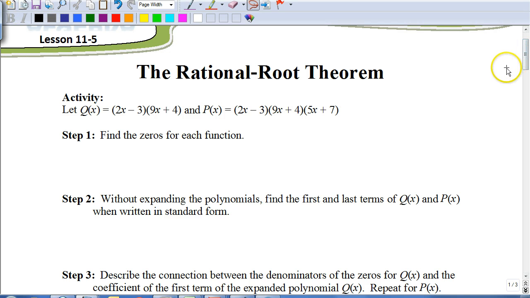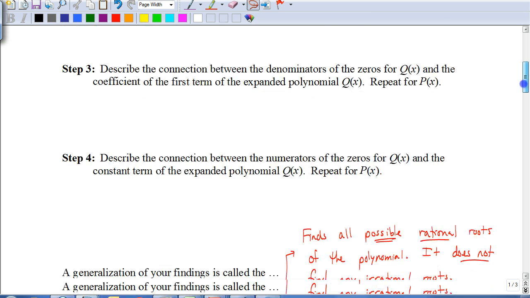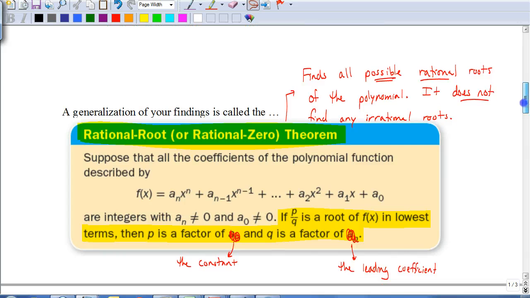Okay, in this video we're going to be learning about the rational root theorem. We're going to actually skip this activity. If you have my notes, we're just going to jump right down here.